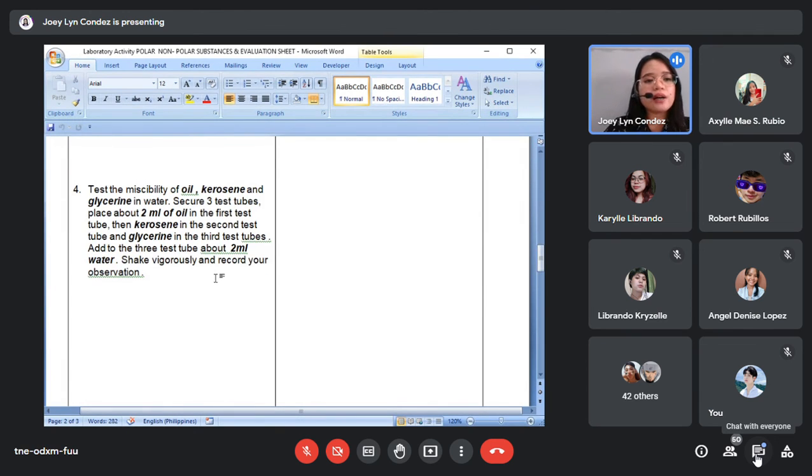Okay, last one, we have the miscibility of these substances. We have oil, kerosene, and glycerin in water. So measure them. Kindly use the graduated cylinder and make sure that they are all 2 ml. Their volume is 2 ml. After each substance, everyone, you need to wash the graduated cylinder so that you do not contaminate it. The oil or kerosene will mix if you do not wash the graduated cylinder. So again, kindly wash the graduated cylinder. You can also use the test tube brush in washing.